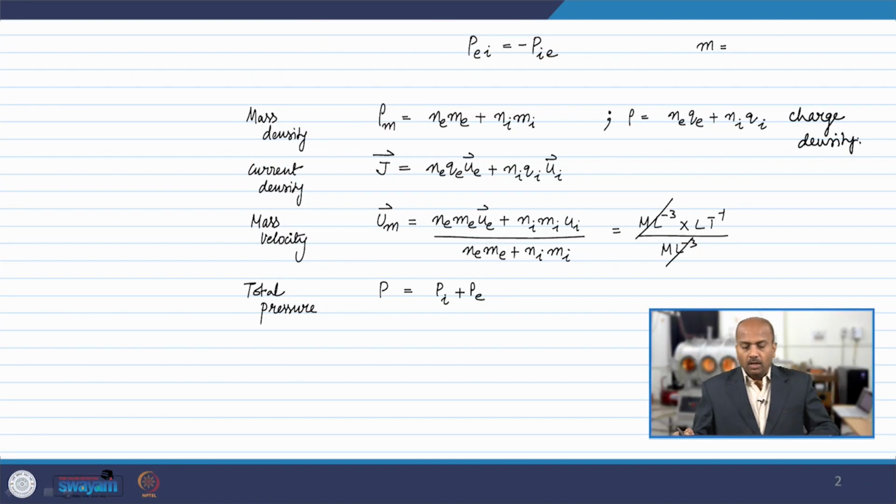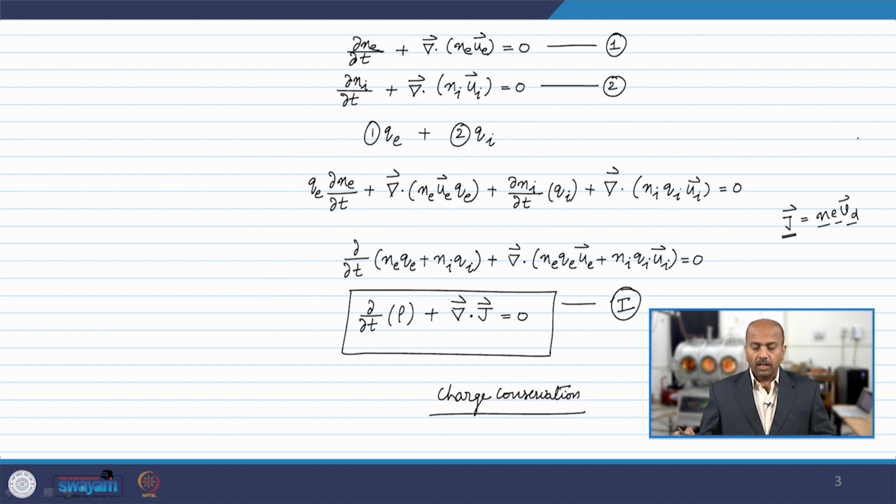right. So, using this we have derived the charge conservation equation, in which we realize that the rate of change of charge density with respect to time will be equated by the divergence of the current density, right. So, similarly, we have multiplied equation 1 and 2 with QE and QI and got this expression. So, we can get the mass continuity equation, which conserves the mass inside the plasma, by similarly adding these two equations after multiplying with ME and MI.